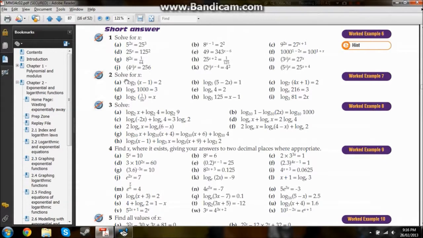Question 2. Solving for x like this, but with logs. I'll do question h. So log to base 5 of 125 equals x take 1. So log to base 5 of 125. What power of 5 gives you 125? Well, the answer is 3. Because 5 times 5 is 25, 25 times 5 is 125. So 3 equals x take 1. So x must equal 4.